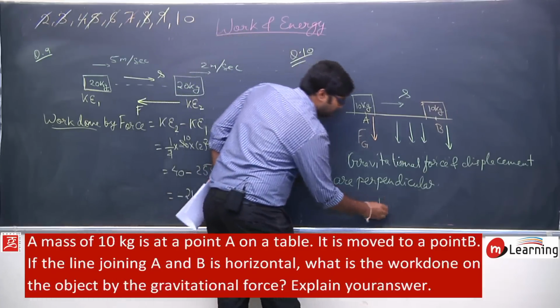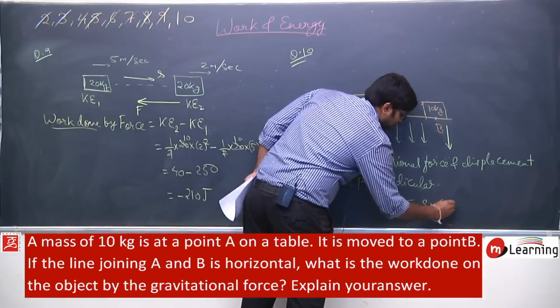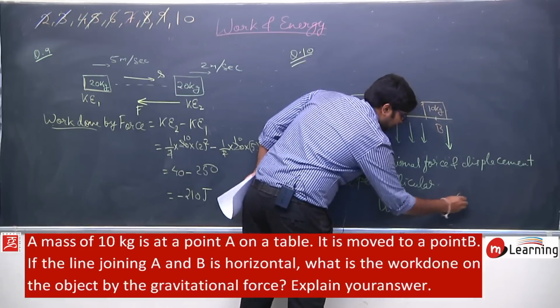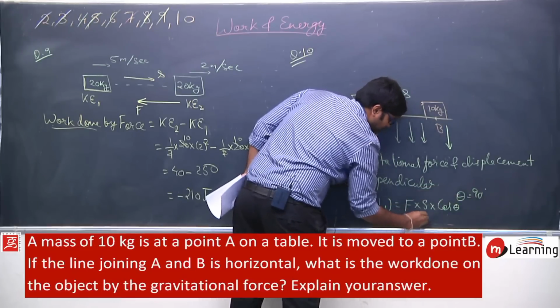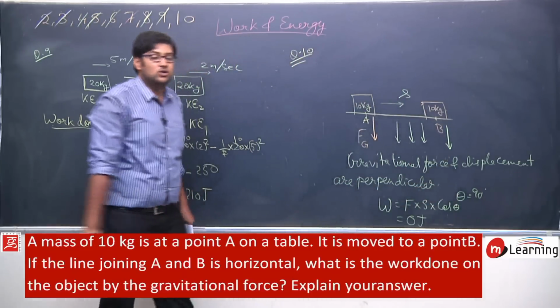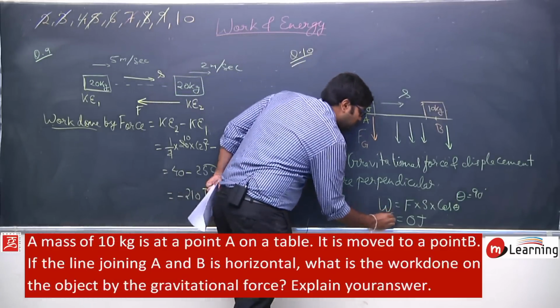So the work done will be equal to F into S into cos theta, where theta will be 90 degrees. So cos 90 will give you 0. The work done would be 0. So the work done by the gravitational force is 0.